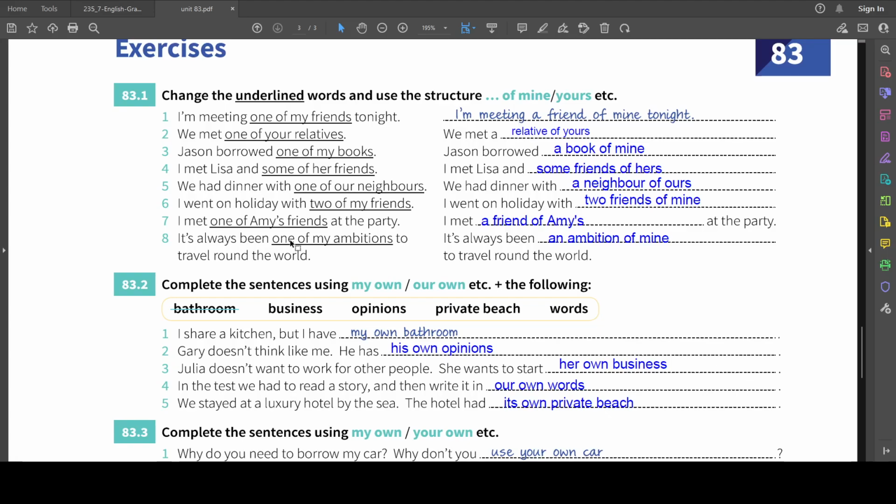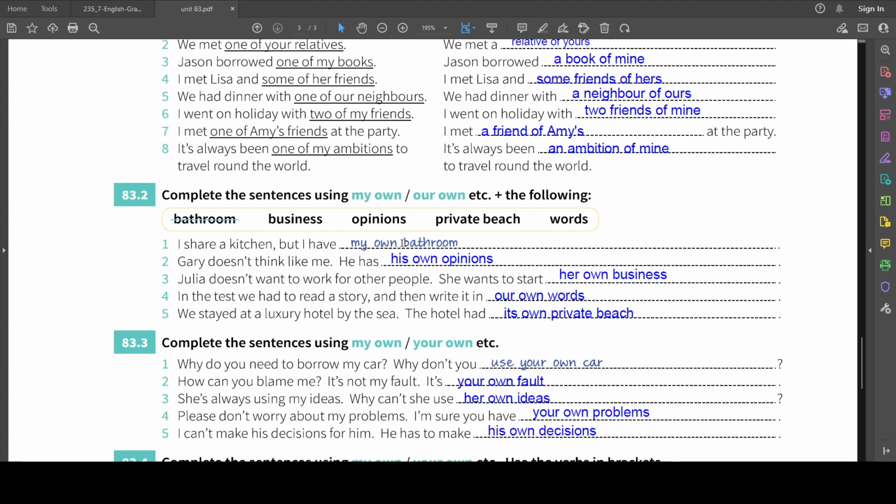It's always been one of my ambitions to travel around the world, or it's always been an ambition of mine to travel around the world. Let's move on to the next part. Complete the sentences using my own, your own, etc., plus the following words: bathroom, business, opinions, private beach, and words.